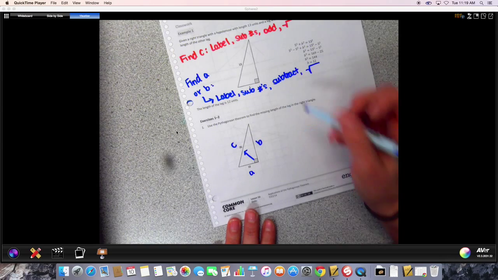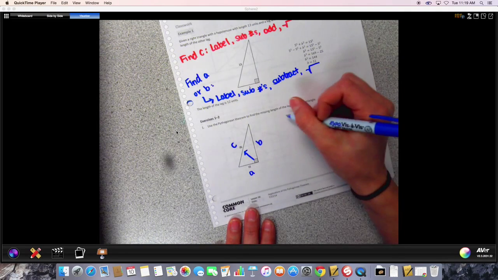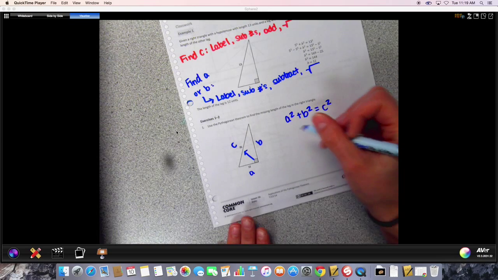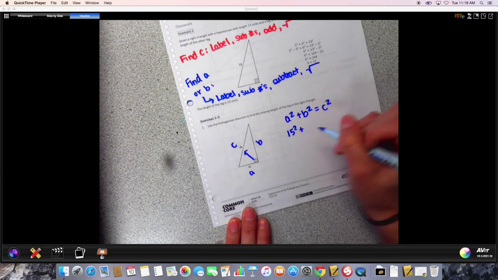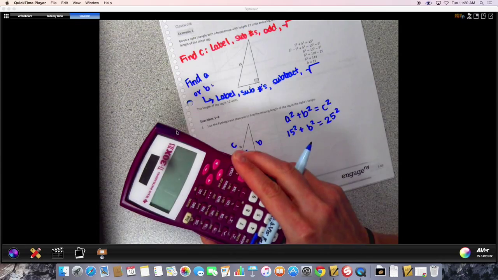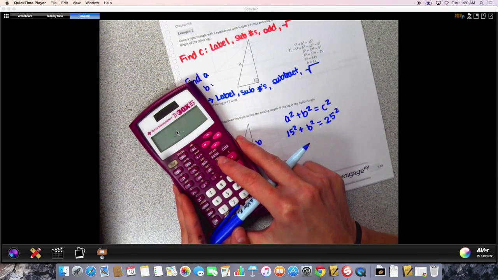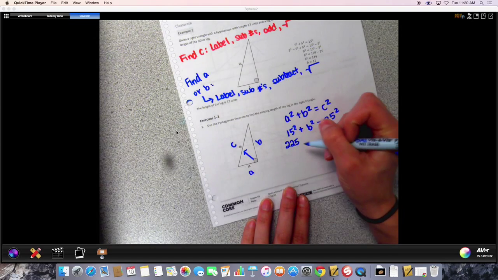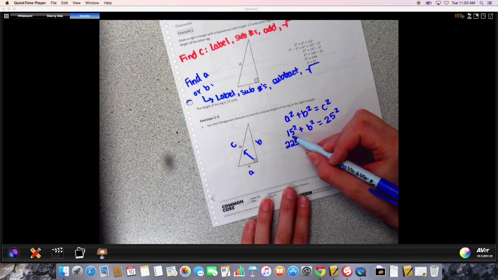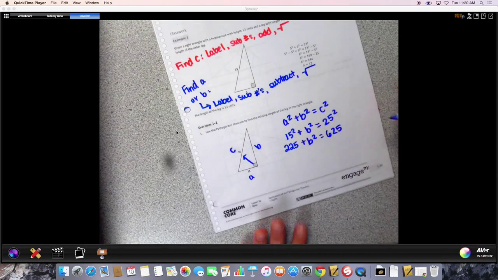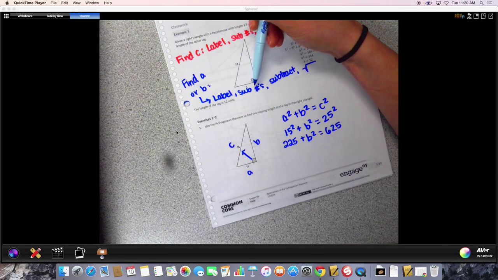Okay, so we labeled. Now we're going to substitute our numbers in according to the Pythagorean theorem. Instead of a squared, we're going to write 15 squared plus b squared, which is going to stay because we don't know the number for b yet, and c squared is going to become 25 squared. Then you want to use your calculator, or some people might already know these values, to figure out your 15 squared and your 25 squared. So 15 squared is 225. You can do that by doing either 15 times 15 or 15 caret 2. Plus b squared equals 25 squared, which is 625. So we've labeled, we've substituted our numbers and simplified them.